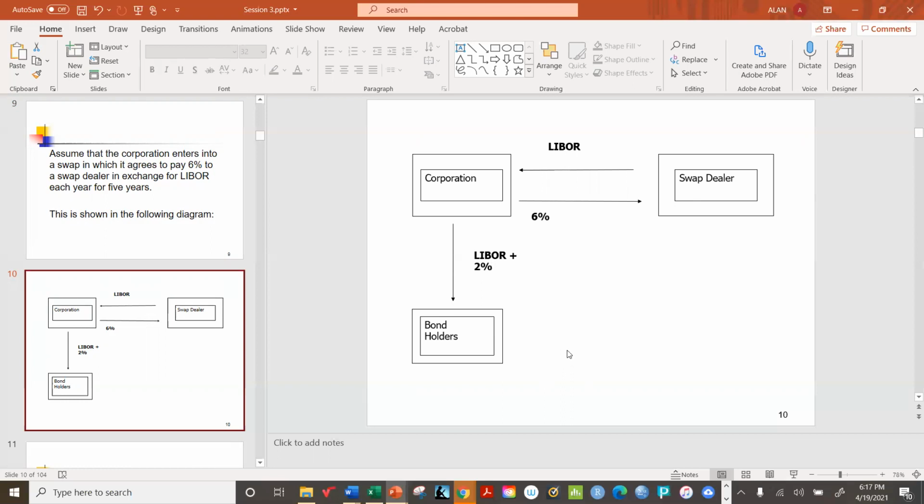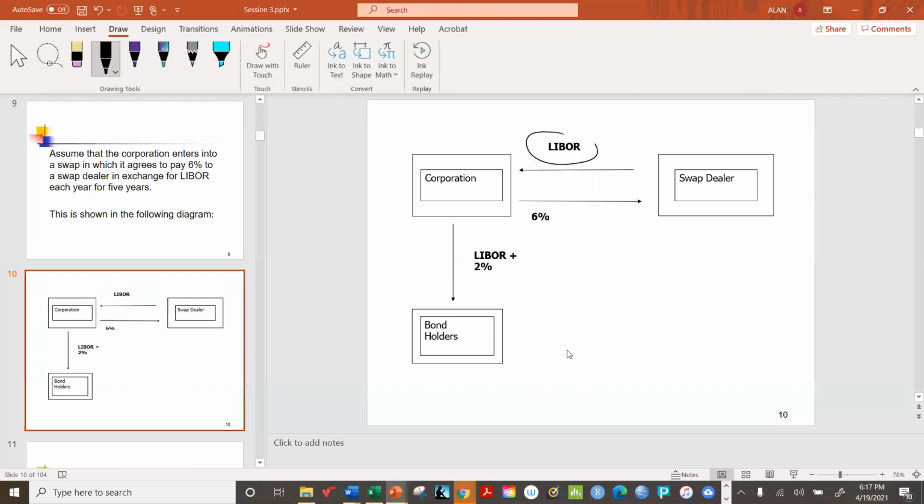So the net effect here is that we receive LIBOR, but we also pay LIBOR. So these basically cancel each other out. We're paying 2% over here, and we're paying 6% here. So the amount that we're actually paying to everybody is 8%.